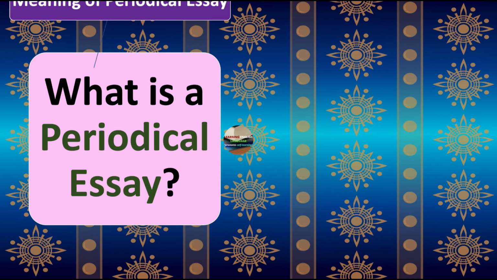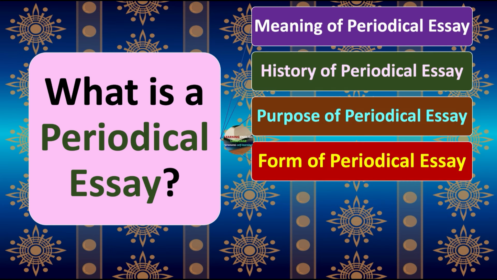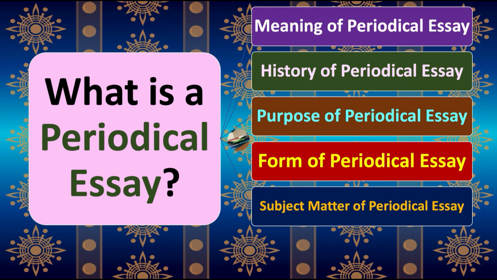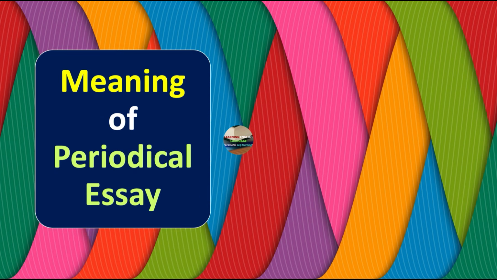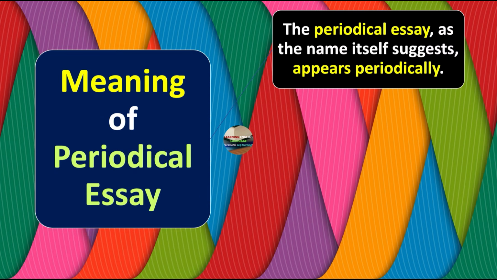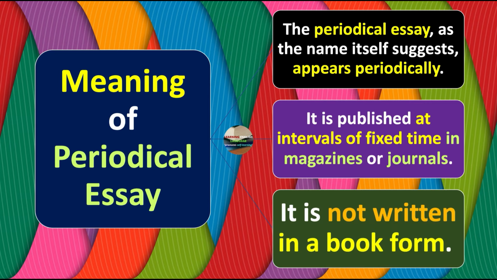We will discuss the meaning of the periodical essay, history of the periodical essay, purpose of the periodical essay, form of the periodical essay, subject matter of the periodical essay, and examples of the periodical essay. Now let's discuss each one of them in detail. The first one is the meaning of the periodical essay. The periodical essay, as the name itself suggests, appears periodically. Periodically here means from time to time, at regular intervals. In other words, we can say it is published at intervals of fixed time in magazines or journals. We have some more ideas. It is not written in a book form.